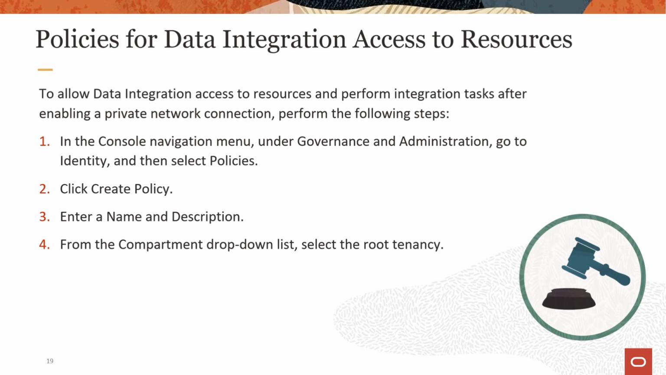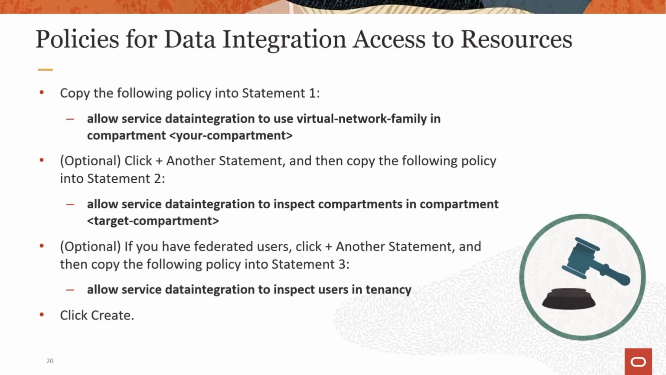Click Create Policy. Enter a name and description. From the compartment drop-down list, select the root tenancy or desired compartment. Copy the respective policy into Statement 1: Allow service dataintegration to use virtual-network-family in compartment, and give your compartment name. The second step is optional.